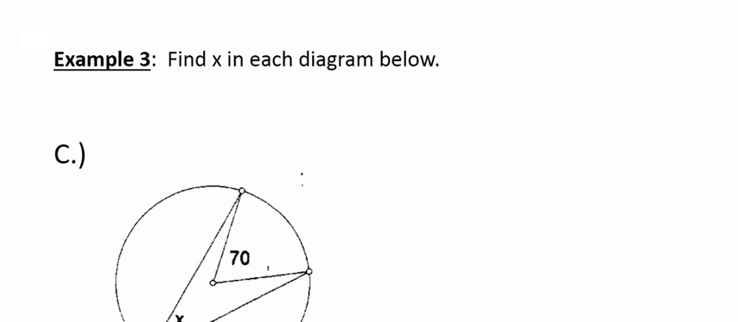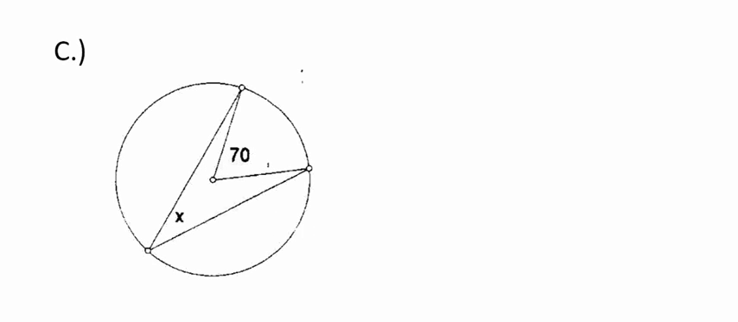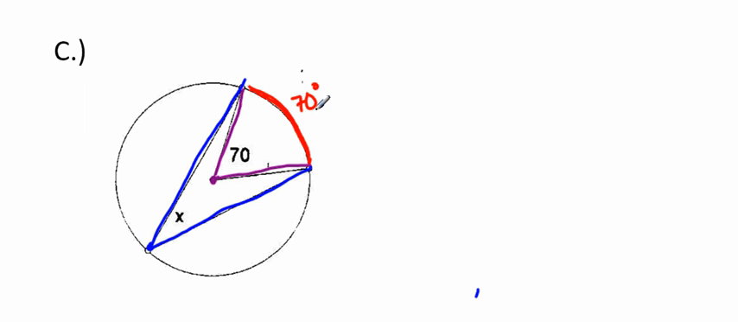All right, and then I'm going to flip ahead to letter C, and again the directions say to find x. This question is kind of interesting because it contains both an inscribed angle, so there's my inscribed angle, and in addition to that, it includes a central angle. We know that the degree measure of the central angle is 70 degrees. We also know that the degree measure of any central angle is equal to the degree measure of its intercepted arc. Well, its intercepted arc is that red arc right there. Its degree measure is 70 degrees, the same as the central angle.